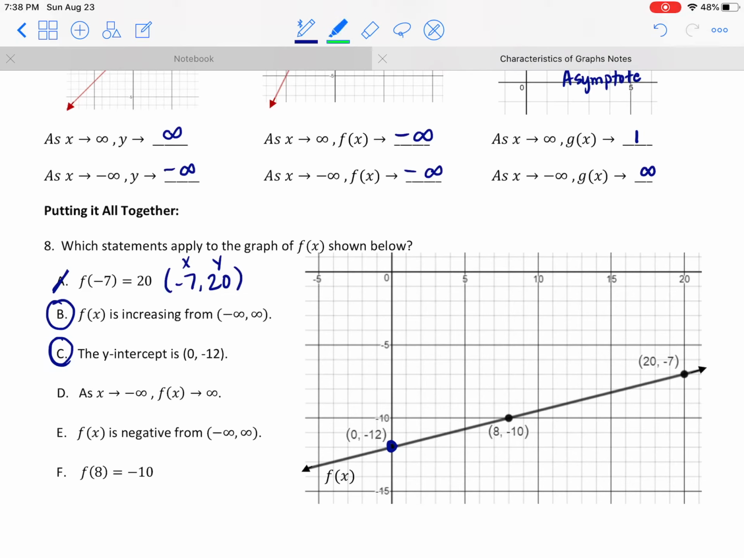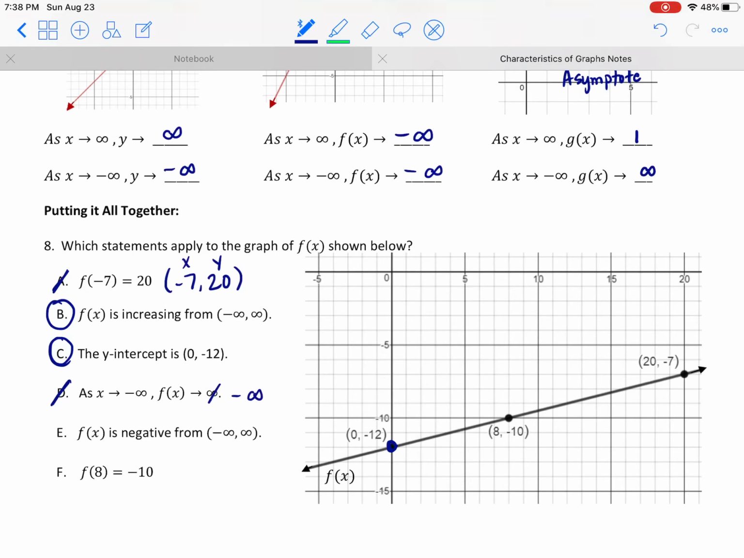Next it says, as x goes to negative infinity, f of x goes to infinity. So that's saying if we follow the graph left, that it's going to go up forever. So if we go to the left end, is that graph going up? No, in fact, it's headed down toward negative infinity. So we are not going to choose this one.